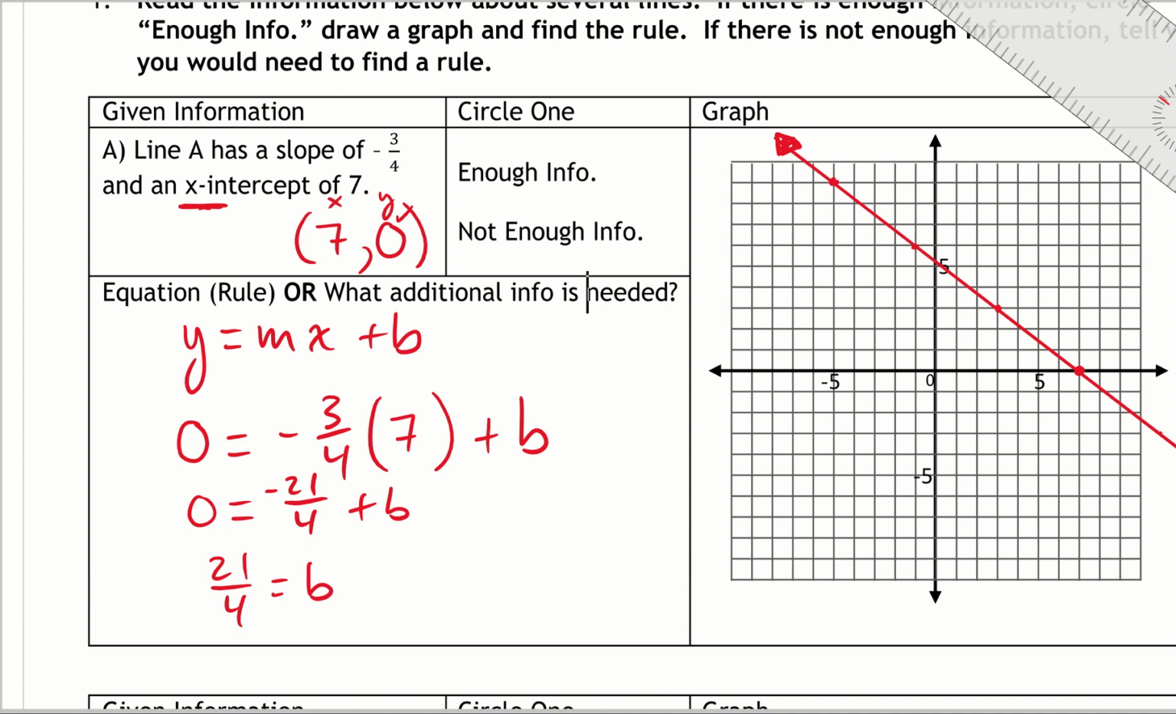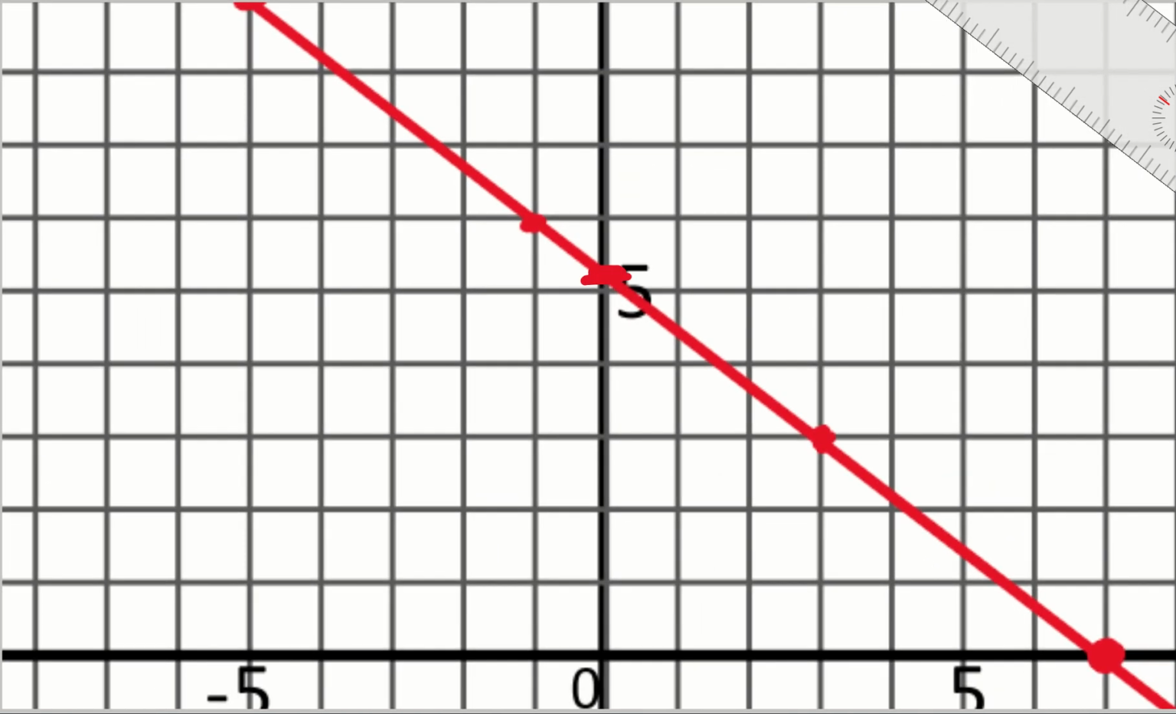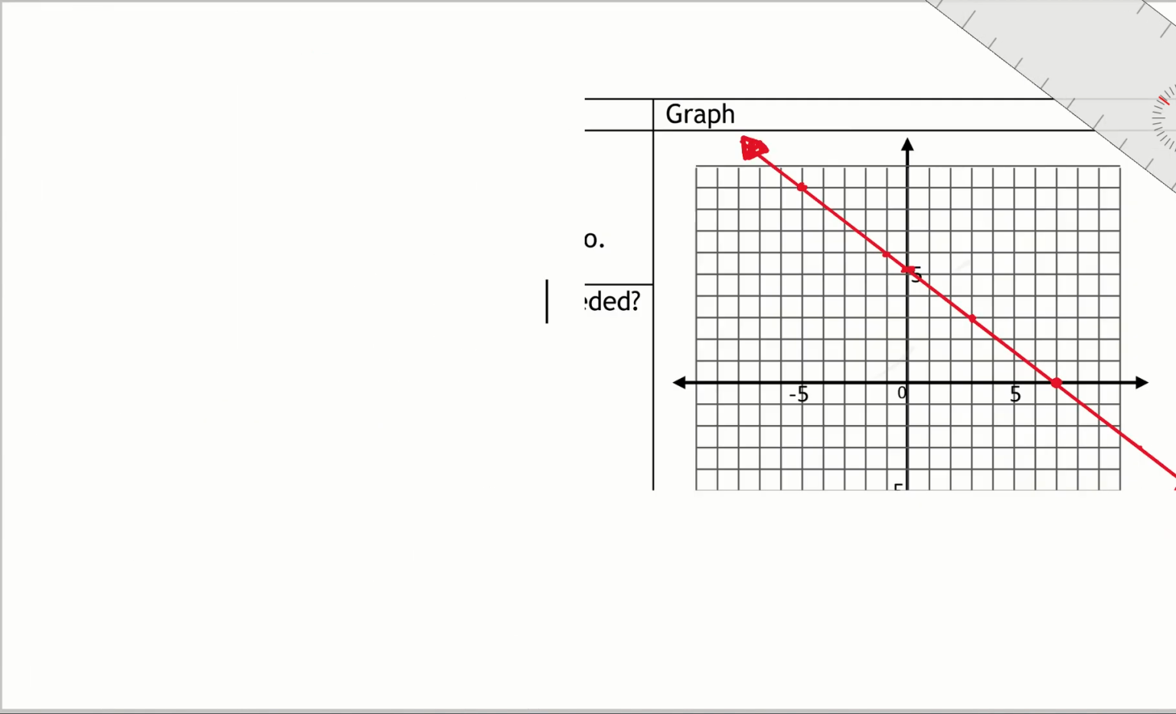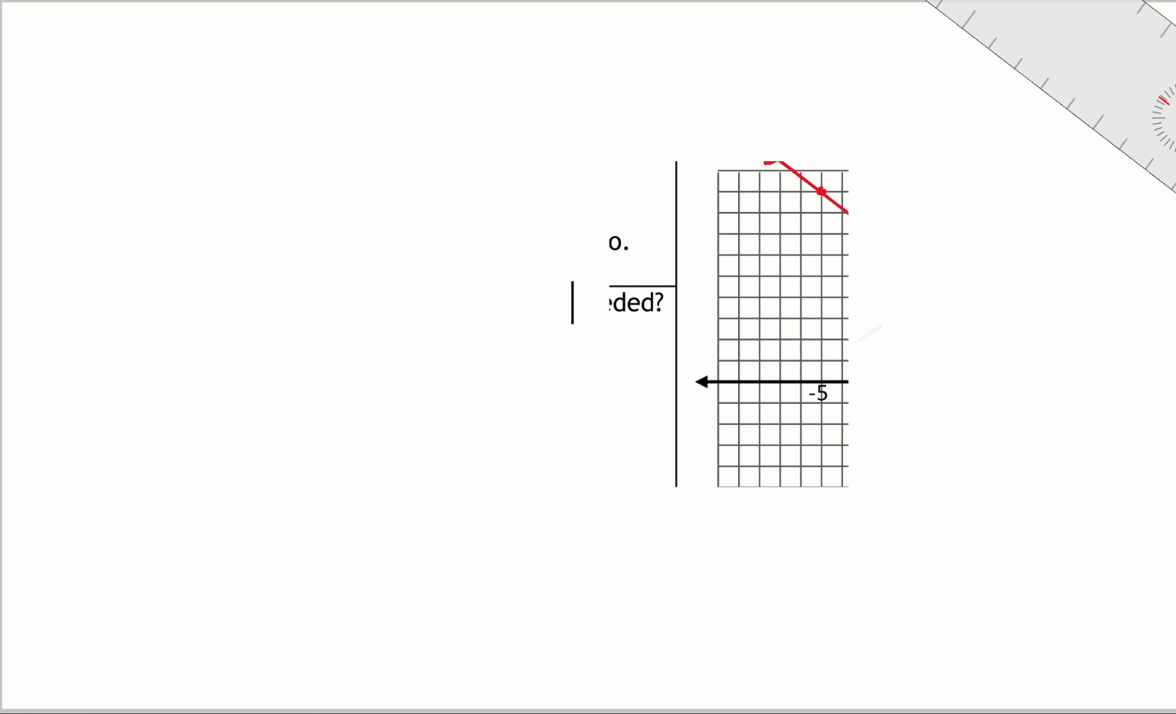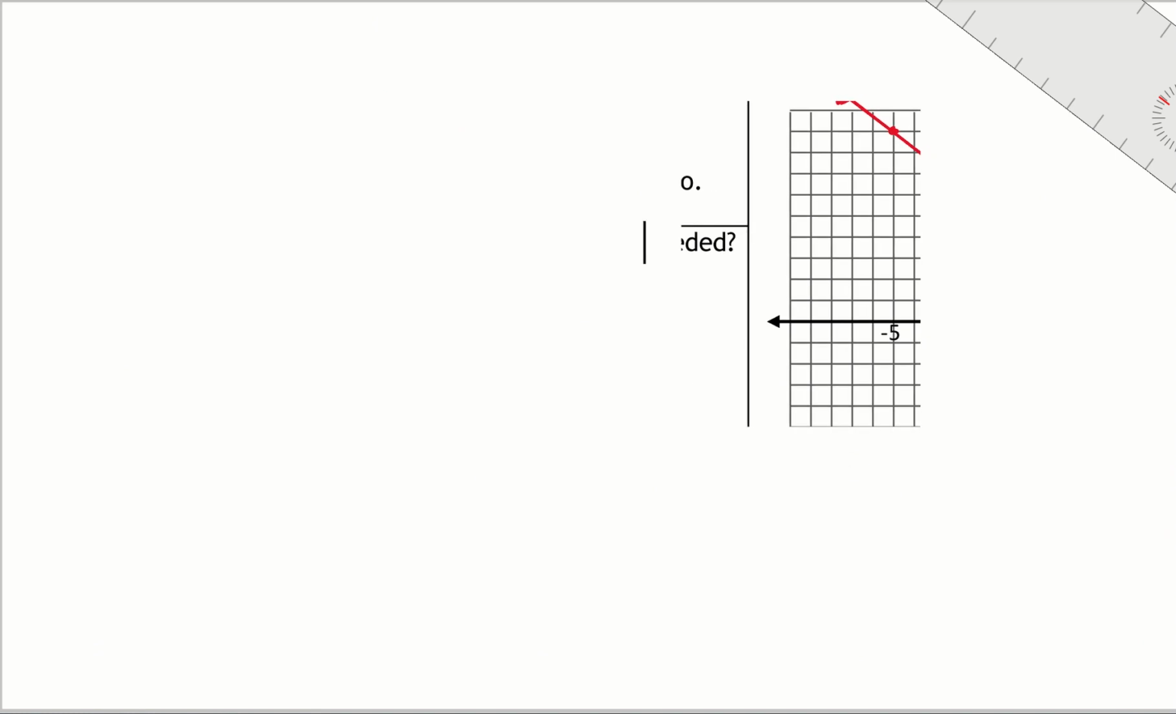And we can see that, right? 4 goes into 21 five times, and there's 1/4 left over. So this y-intercept is not 5, it's 5 1/4. It's a good idea to make sure we understand that before we just look at the graph, assume the y-intercept is 5, and write the equation of that line down.